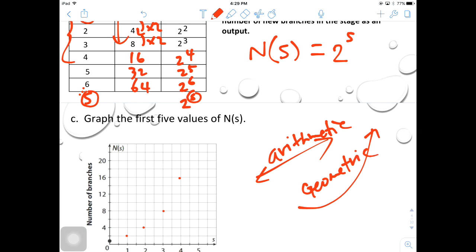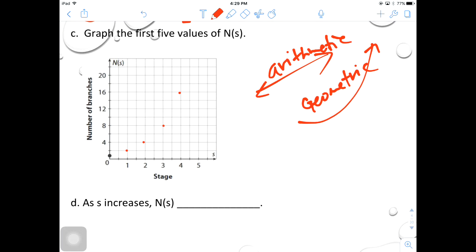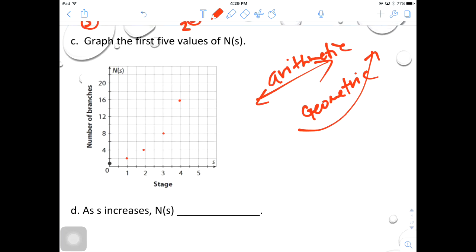In a geometric relation, you are going to have a curved shape for your graph. And to generalize the graph, as the number of stages increases, the number of branches also increases. So it goes up as you move on. It goes in an upward motion right here. So as S increases, n of S also increases. That would be the answer for that question.